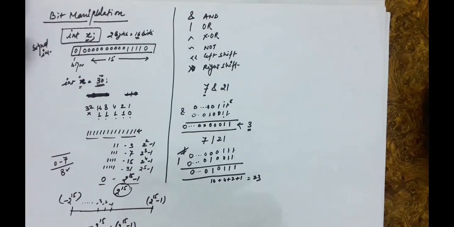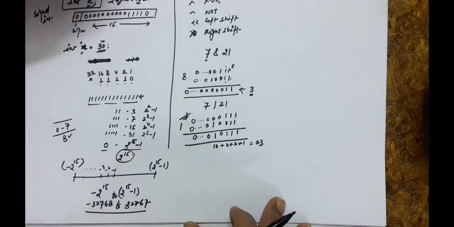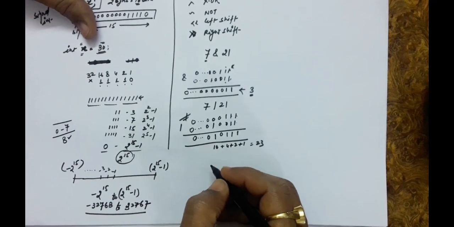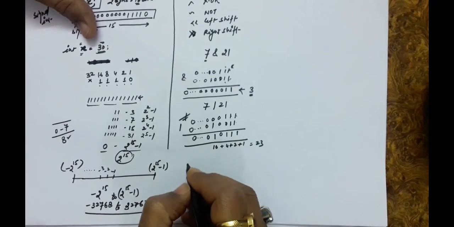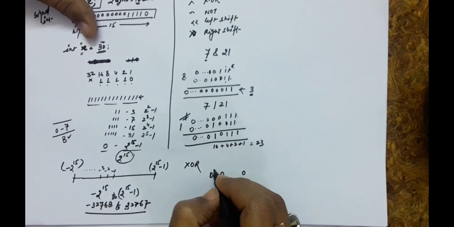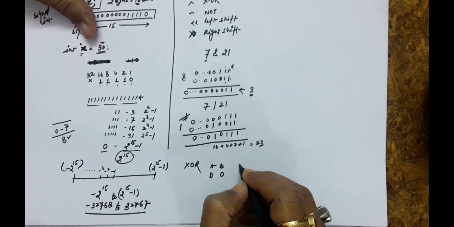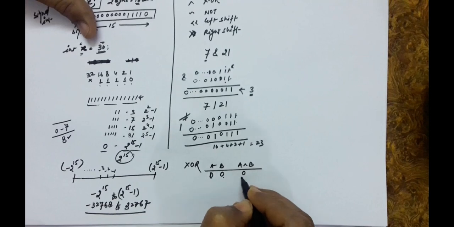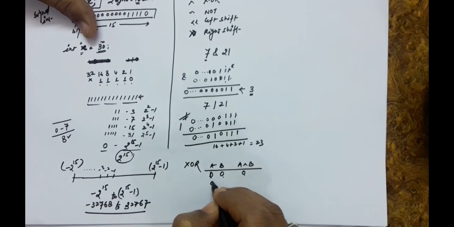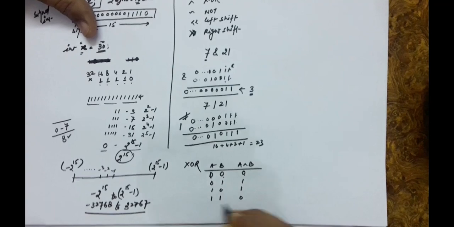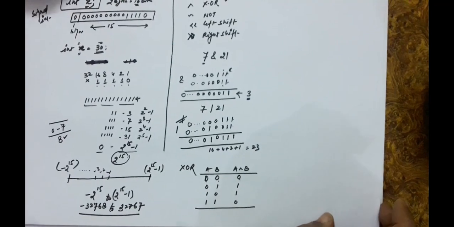Now if we do the XOR operation of these two. So what does the XOR say? The logic of XOR is, this is, let's say A, this is B, and this is A XOR B. If the bits are same, the answer is 0. If the bits are different, the answer is 1. So this is the XOR operation.